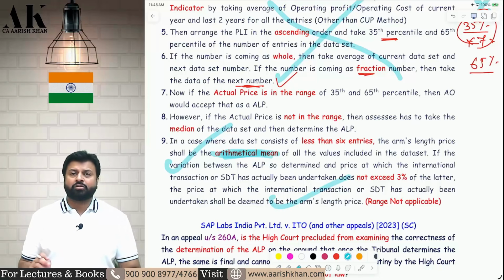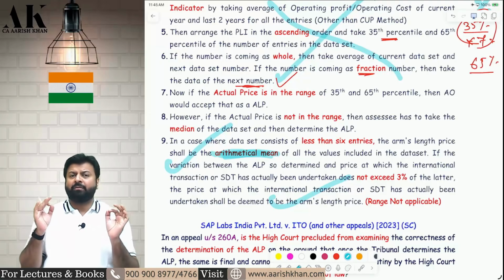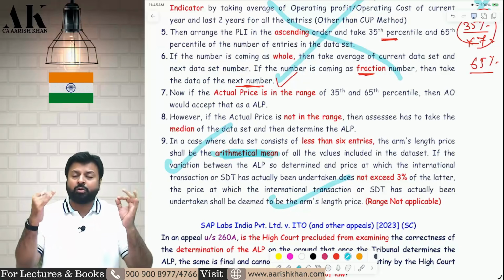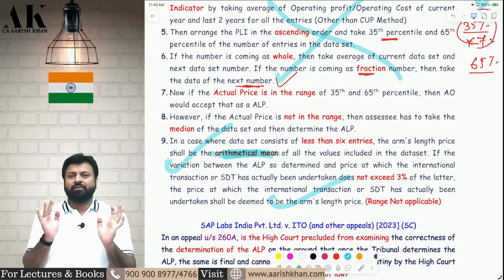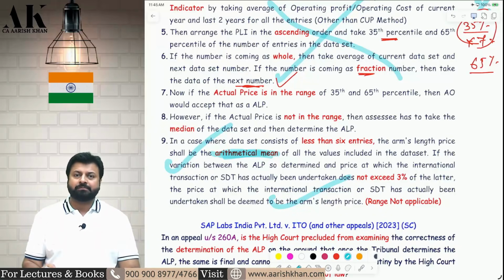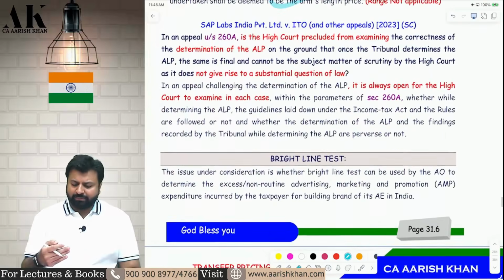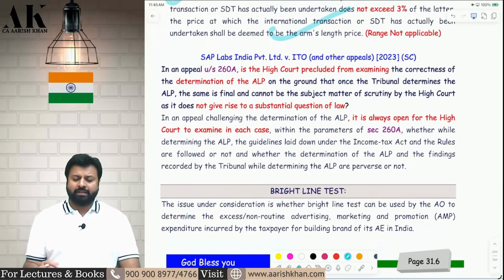This is what the range concept is all about, and Rule 10CA is applicable. Rule 10CA is applicable, again I am saying, when there is more than one arm's length price. So you have to follow the range concept for 4 methods. Okay. Now, there are some issues over here. One is the Supreme Court judgment and the second one is the bright line test concept, which I will be saying now. So what does the Supreme Court judgment say now?